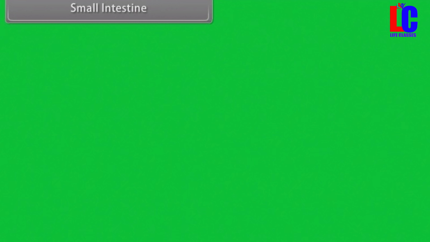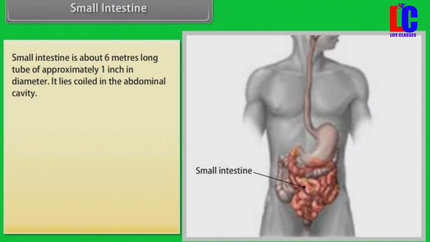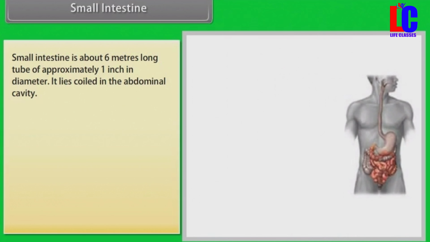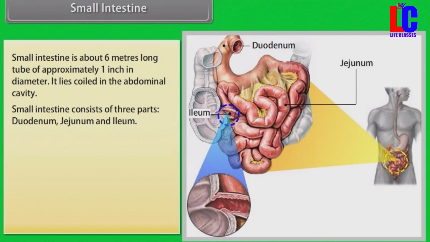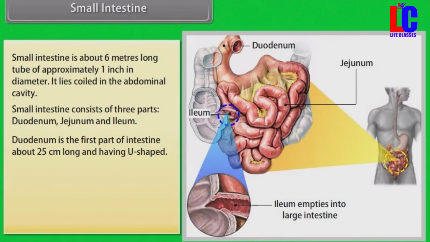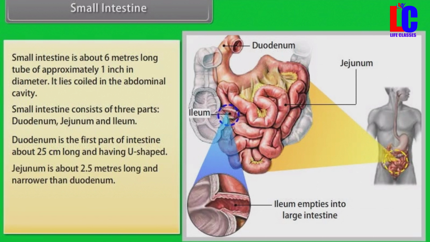Small intestine. The small intestine is about 6 meters long, a tube approximately 1 inch in diameter. It lies coiled in the abdominal cavity. The small intestine consists of 3 parts: duodenum, jejunum and ileum. Duodenum is the first part of the intestine, about 25 centimeters long and U-shaped. Jejunum is about 2.5 meters long and narrower than the duodenum. The jejunum and ileum do not have a clear-cut separation.